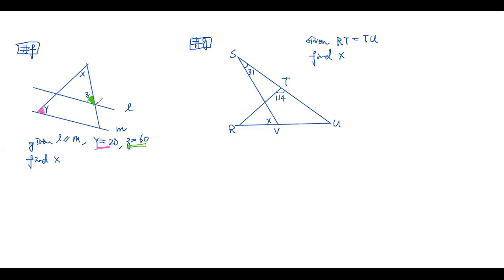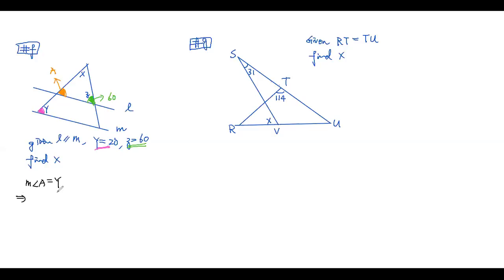So in order to find the X here, so this is a 60. I know if I can find this angle, the orange angle, then I can use the 180 property to find the X, right? So let's take a look at the orange angle, let's call it angle A. What type of angles are the orange angle and the Y? They are both on the same side of the transversal. So in here, I know the angle A is equal to Y.